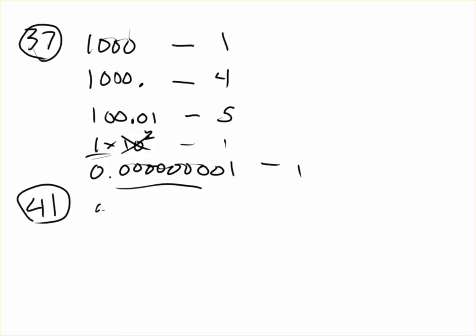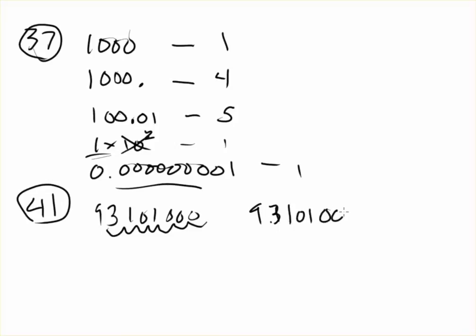On number 41, you have 93, 101, 123. It said write this in standard scientific notation with 3 sig figs. So let's first convert to standard scientific notation. 1, 2, 3, 4, 5, 6, 7. So 9.3101123 times 10 to the 7th power. But this has way too many sig figs, so you would just write it as 9.31 times 10 to the 7th power.